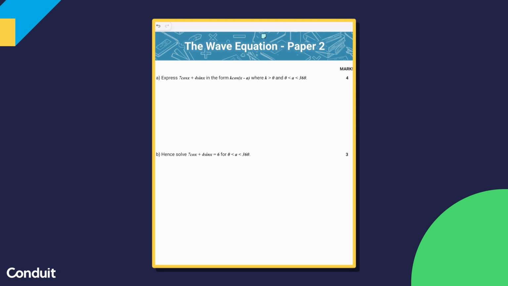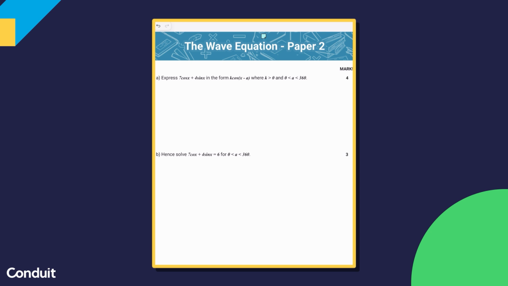Let's take a look at this question. We're asked to express 7 cos x plus 4 sin x in the form k cos(x minus alpha), and then use that to solve an equation. This is a standard wave equation. It can show up in paper 1 where you're expected to use your exact values, or like in this case, it can show up in paper 2 where you can use your calculator.